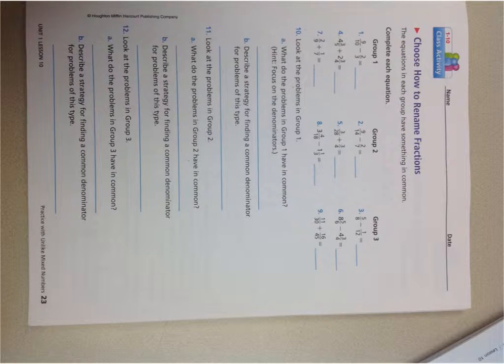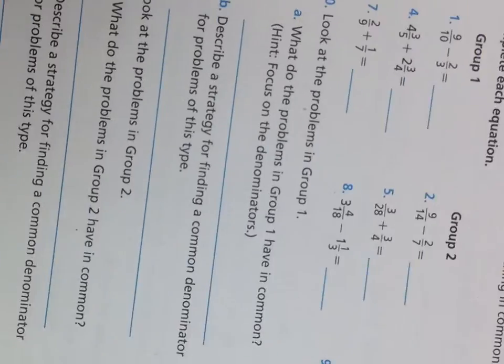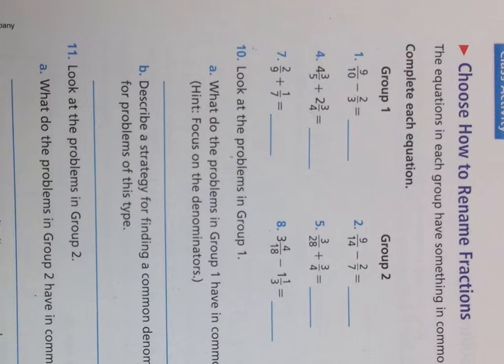It says complete. The equations in each group have something in common. Complete each equation. So we're going to go ahead and zoom in. And let's just look at group 1. So we're going to solve first and then decide what is special about each equation. So for this one, since I have low numbers, I'm going to go ahead and do my quick trick.